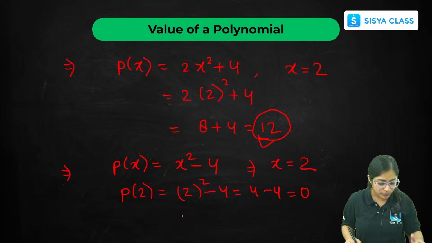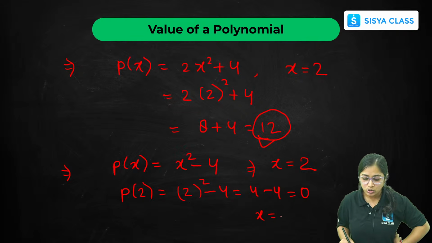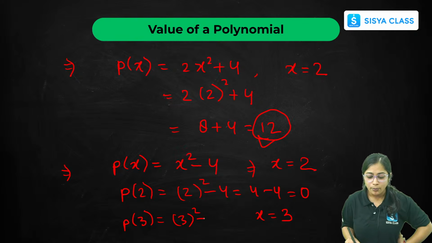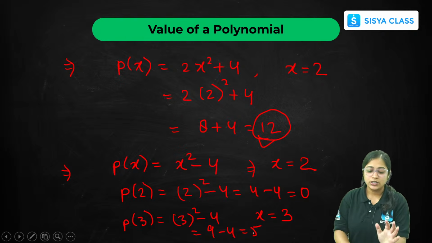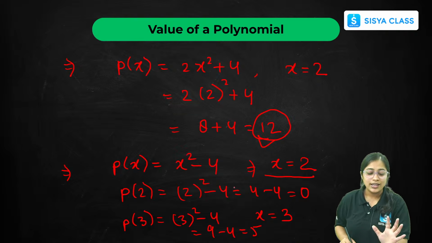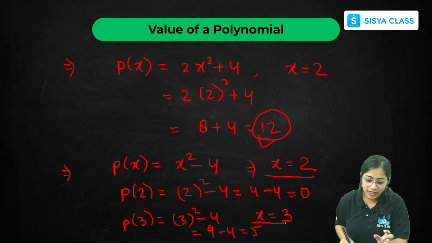Now tell me what is its value when I substitute x equal to 3. So let's substitute x equal to 3 here. P(3) equals 3 square minus 4, that is 9 minus 4, and it is 5, right? So what you have observed here is that when I substituted x equal to 2, the value of my polynomial is 0, and when I substituted x equal to 3, the value of my polynomial is 5.